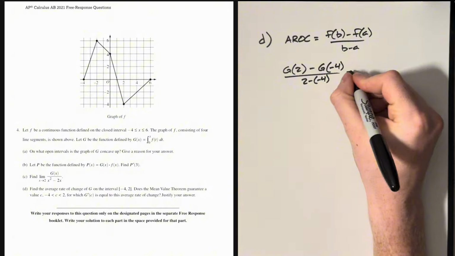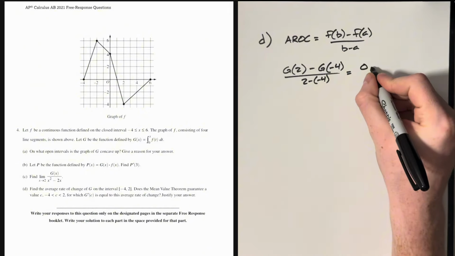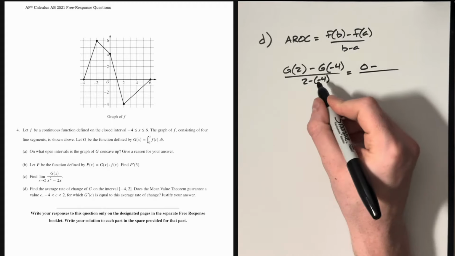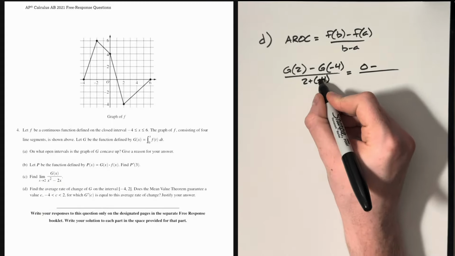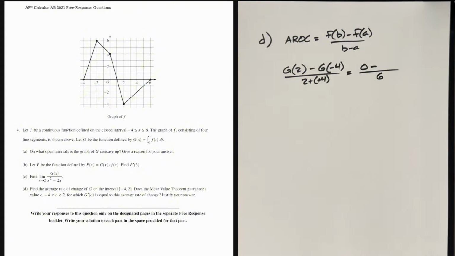So everything's kind of coming together. G of 2 is equal to 0. G of negative 4 we still need to solve for. But 2 minus negative 4, it's double negative. We'll get 2 plus 4, which is equal to 6. So all we need to do now is solve for G of negative 4. And that will tell me the average rate of change.